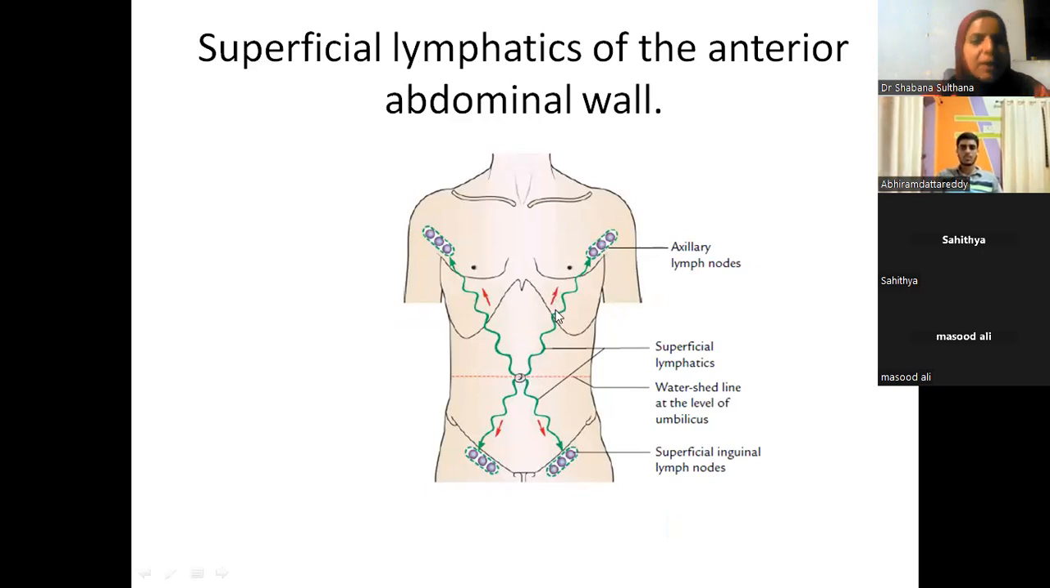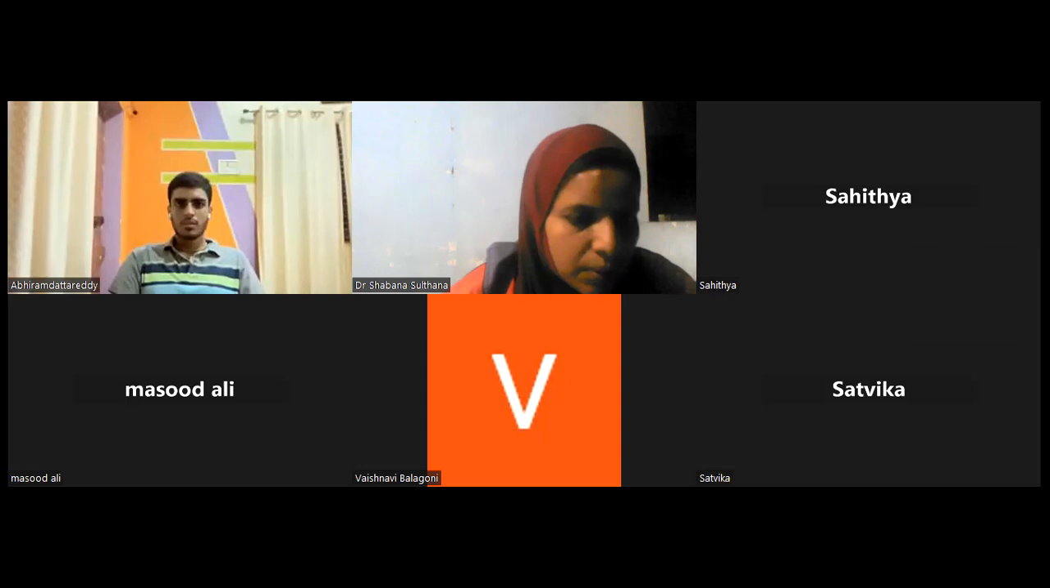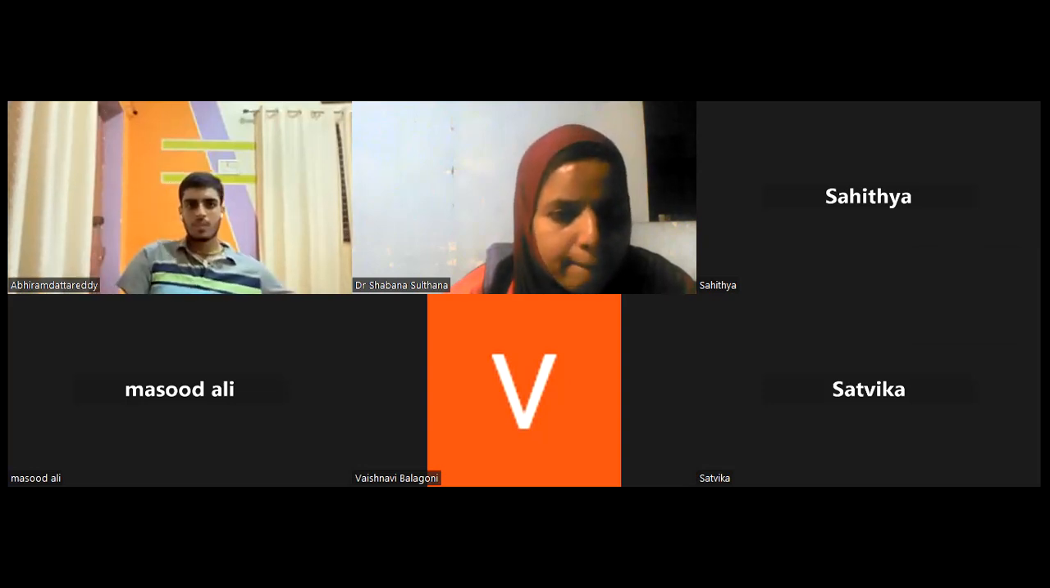Even for the lymphatics, superficial lymphatics above drain into the axillary group of lymph nodes, and the lymphatics below the umbilicus drain into the superficial inguinal group of lymph nodes. So above goes above, below goes below. Hence this line of partition is called the watershed line at the level of umbilicus. So that is all about the anterior abdominal wall.